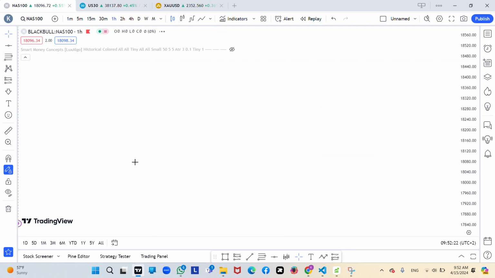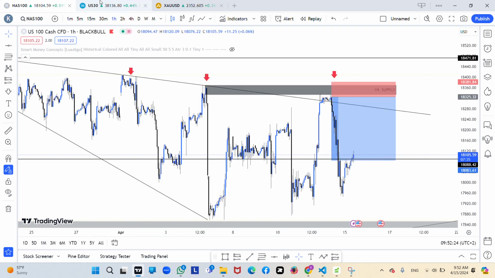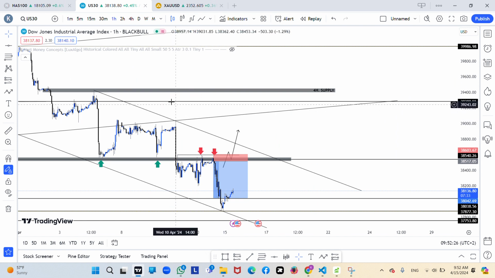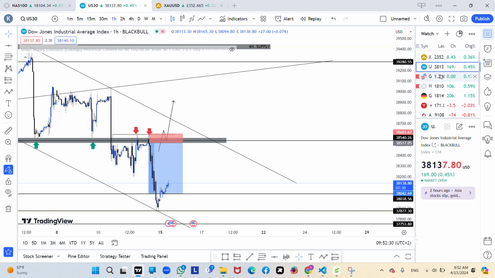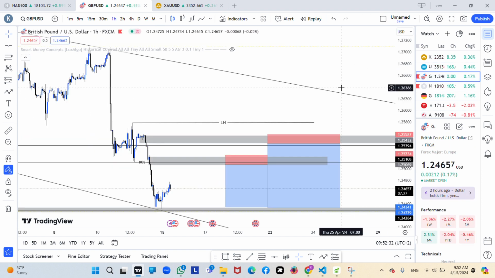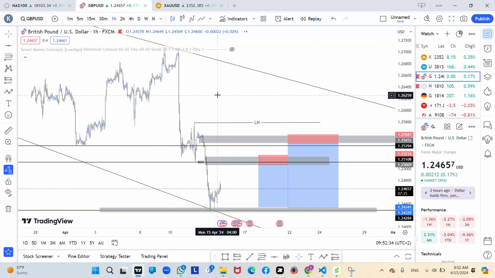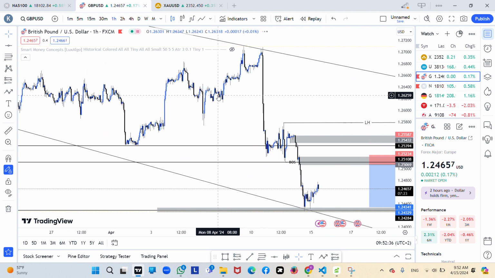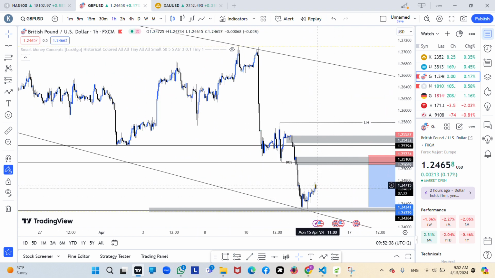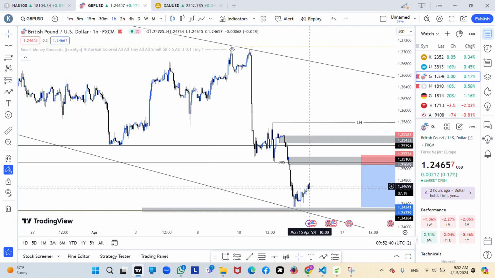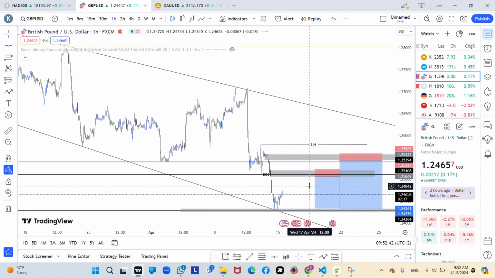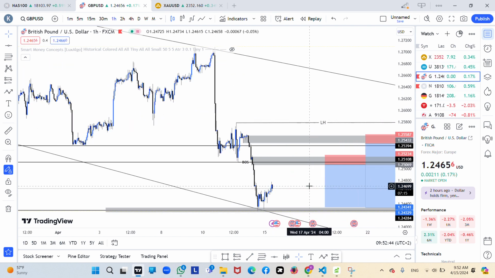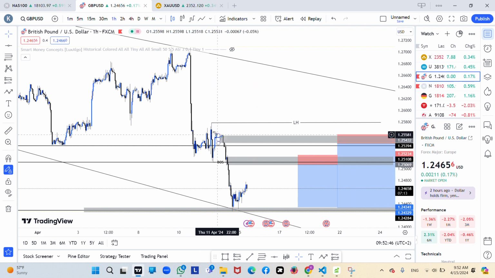I forgot one thing, guys, on USD. Let's just do GBPUSD right now. I've already analyzed GBPUSD, guys. As you can see, this is my current market setup. As long as price hasn't broken that lower high, I'll be bearish.